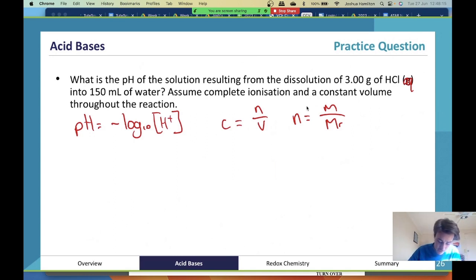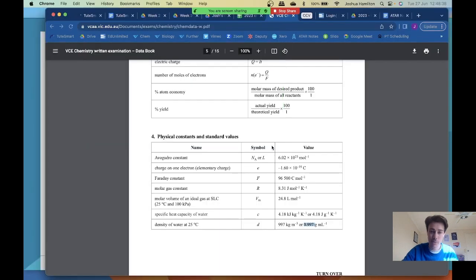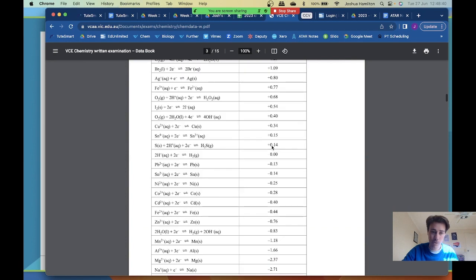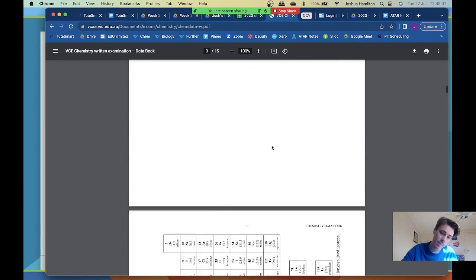So, first of all, we need to find the moles of what we've got, because we've got 3 grams of HCl, but we don't know what that is in moles. So we need to figure out what that is in moles. We're going to use this formula here. So we're going to say N of HCl is equal to 3 over the molar mass of HCl, which is, H is 1, Cl is 35.5. You can get that from your data booklet if you scroll up to your periodic table.